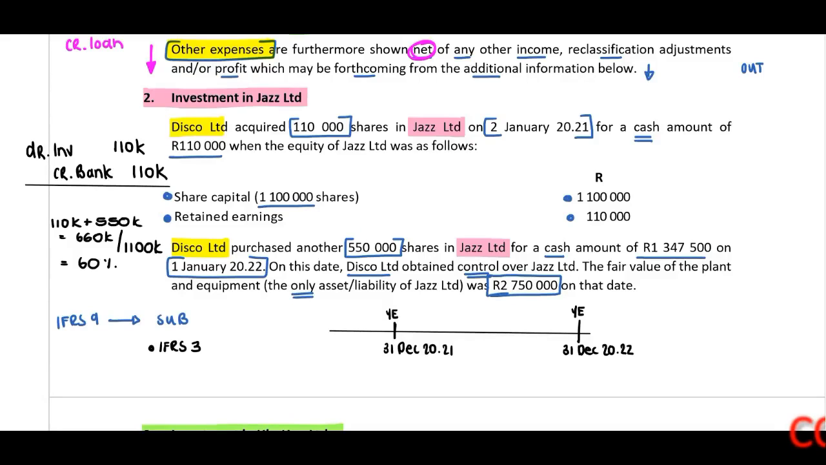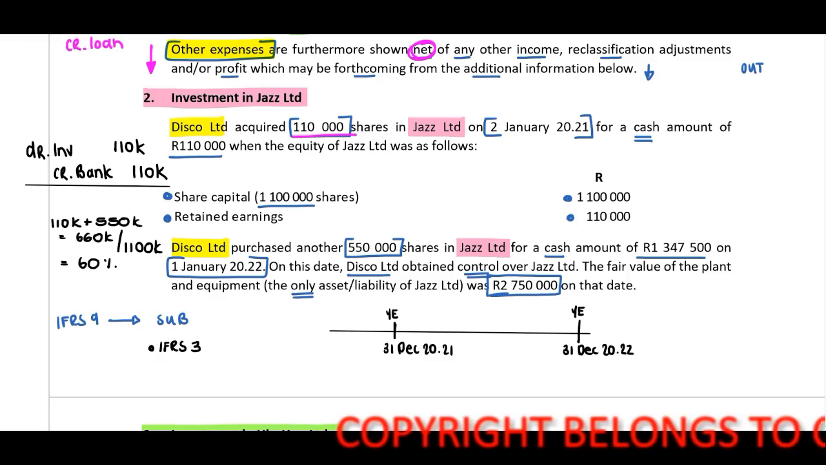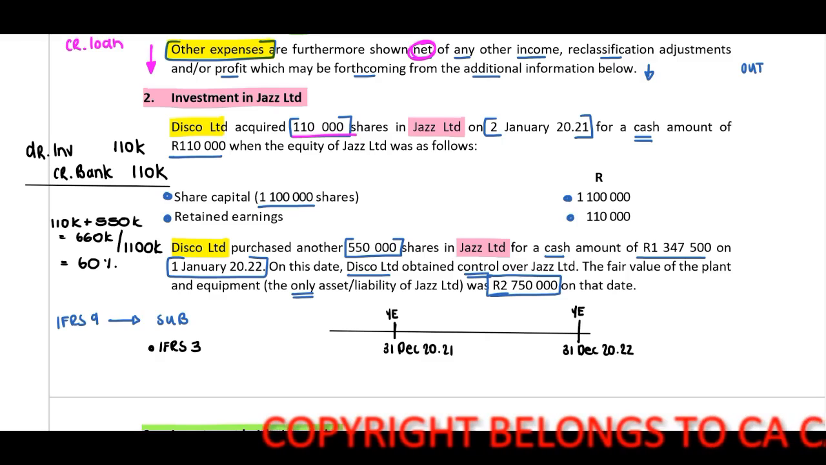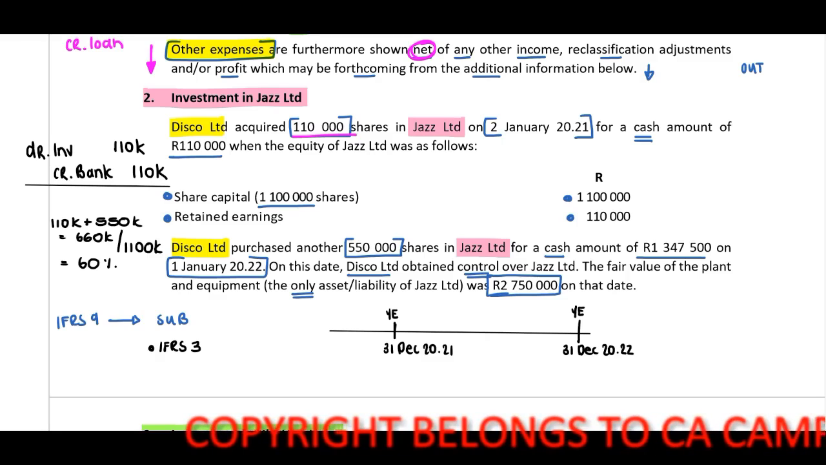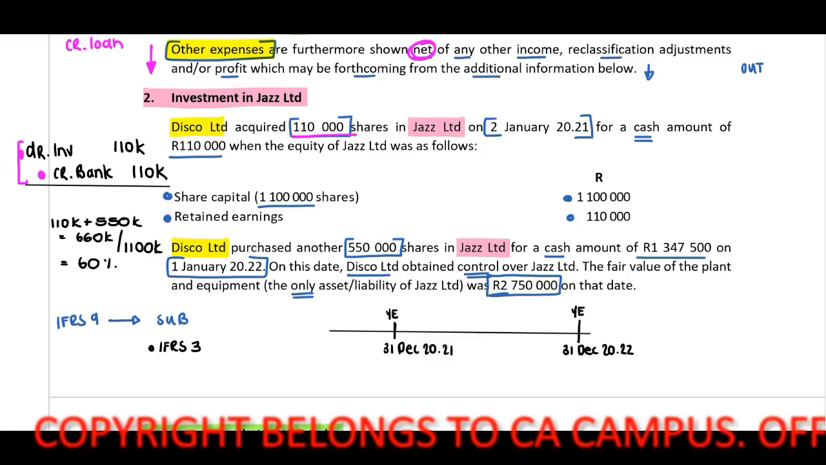Number 2, investment in Jazz Limited. Disco Limited acquired 110,000 shares in Jazz on 2 January 2021 for a cash amount of 110,000. Now, when you look at the left side, this will be our journal entry. Debit the investment and credit our bank, right?